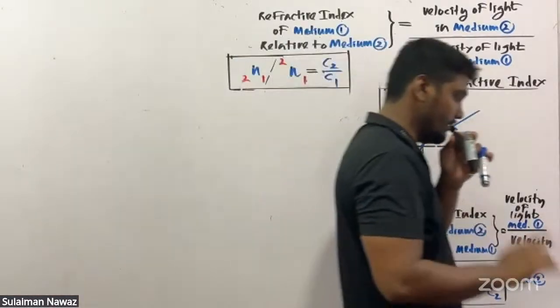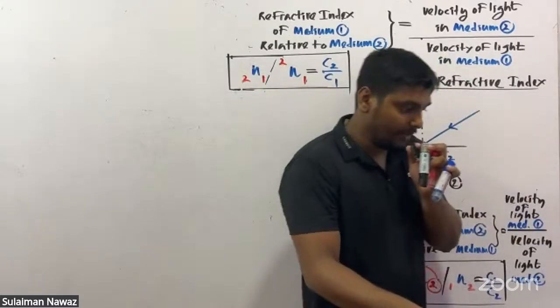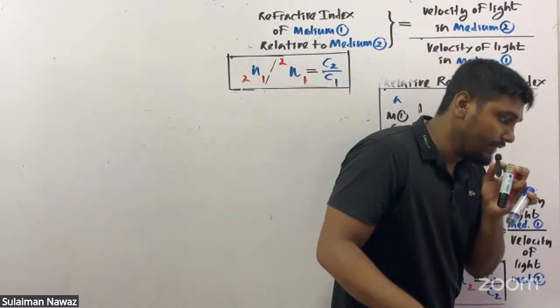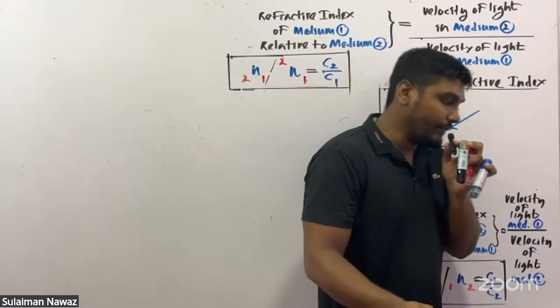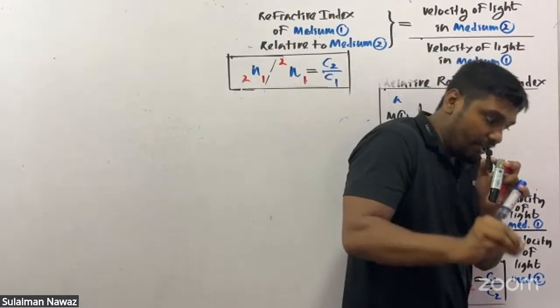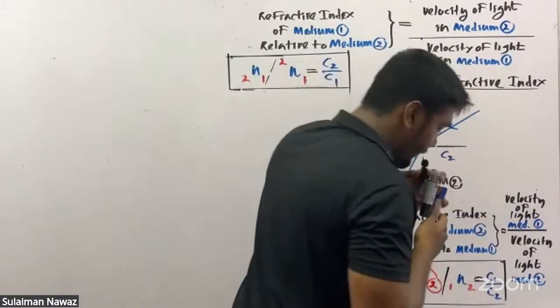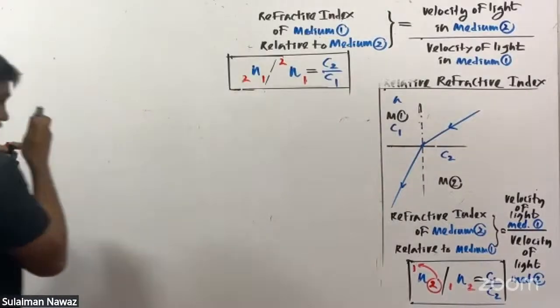Ninth one: the velocity of light in glass is 2 into 10 to the power 8 m/s. The velocity of light in water is 2.25 into 10 to the power 8 m/s. Find the refractive index of glass relative to water. Question number 9.